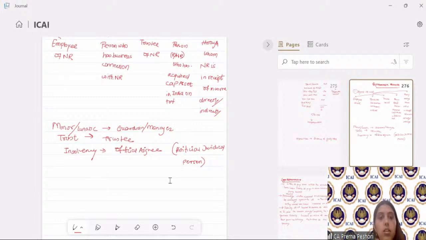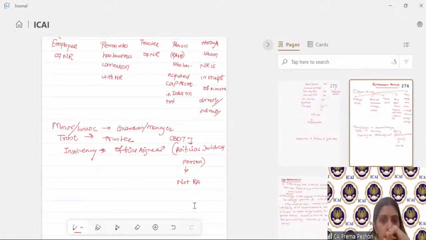Clear? So under insolvency, the official assignee earlier was treated as the representative assessee, but now there is a CBDT circular which says that they will be treated as an artificial juridical person and will not be treated as the representative assessee. Earlier there were judgments which said that the official assignee is to be treated as the representative assessee in case of insolvency. But the CBDT circular says that they have to be treated as an artificial juridical person and they will not be treated as the representative assessee.